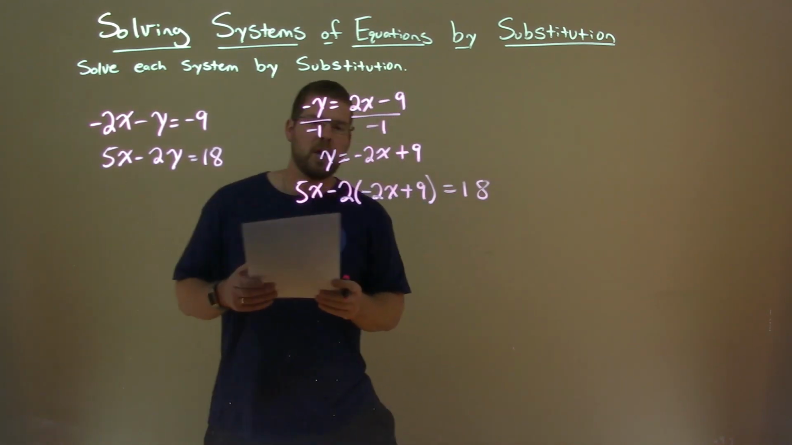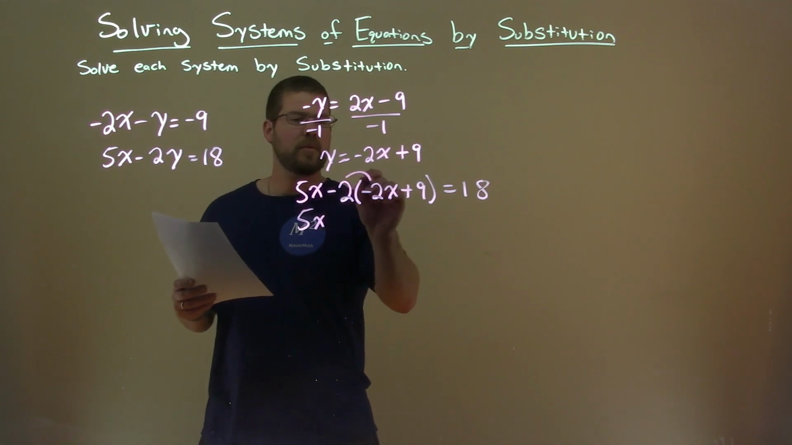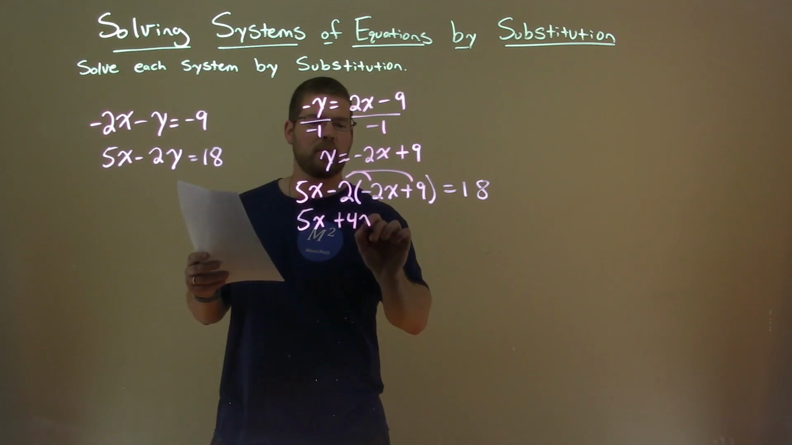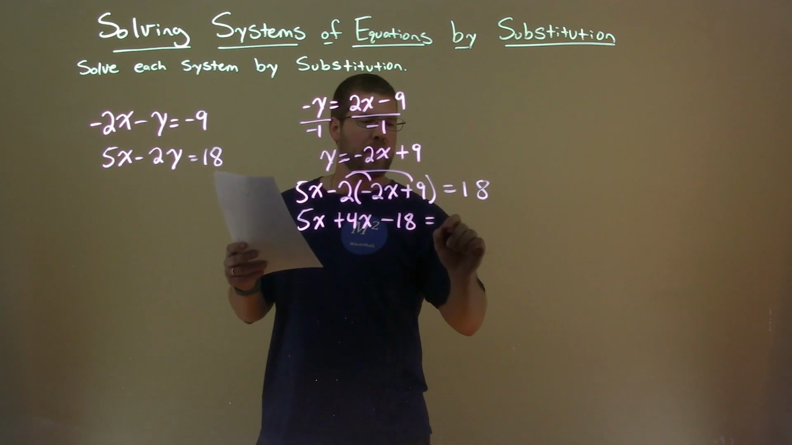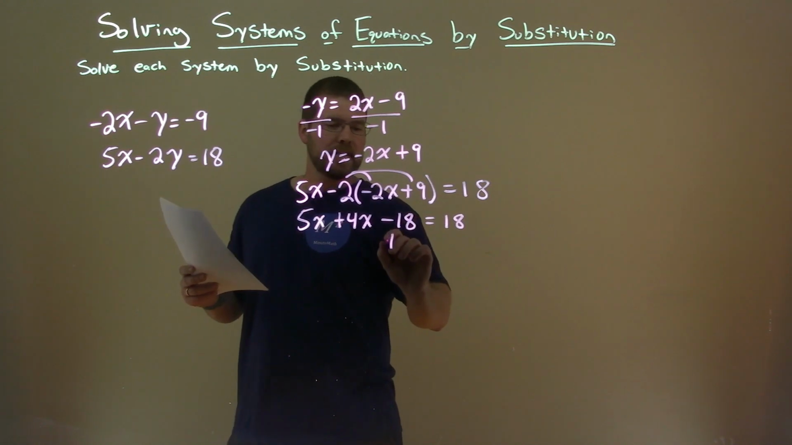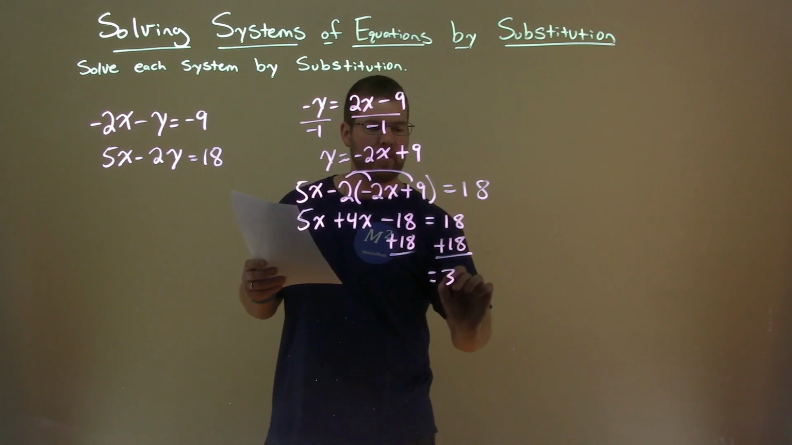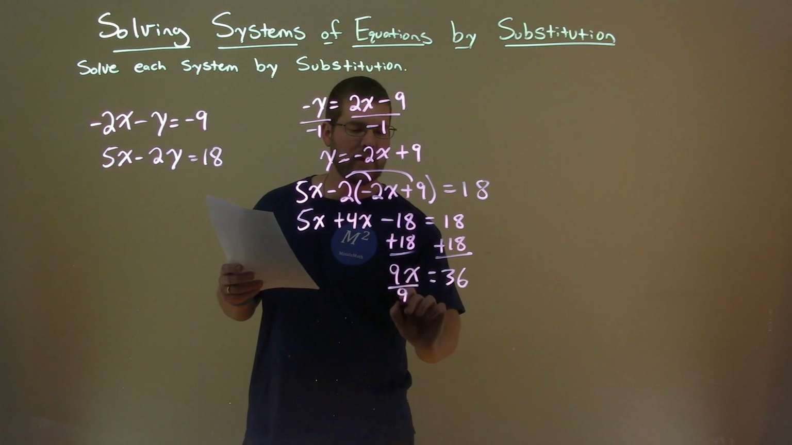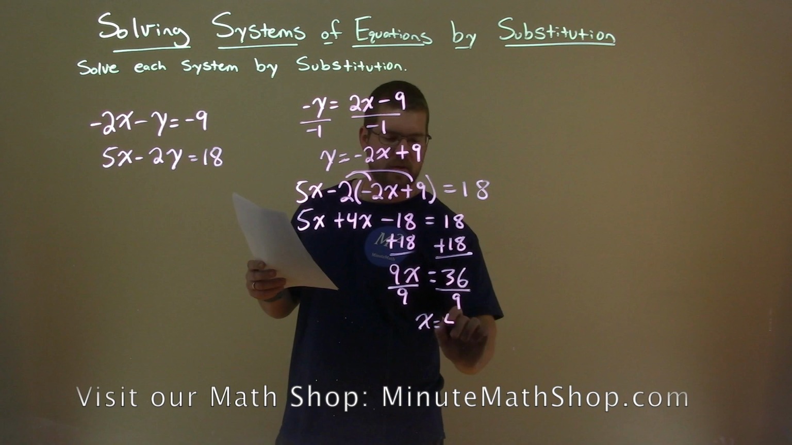All right? So now we want to get x by itself, solve for x. 5x comes down. Distribute the minus 2 to both parts. Minus 2 times negative 2x is a positive 4x. Minus 2 times 9 is a negative 18. And that is equal to 18 here. Okay? Well, let's add 18 to both sides. Let's get our like terms together. 18 plus 18 is 36. 5x plus 4x is 9x. Divide both sides by 9. And x is equal to 36 divided by 9, which is 4.